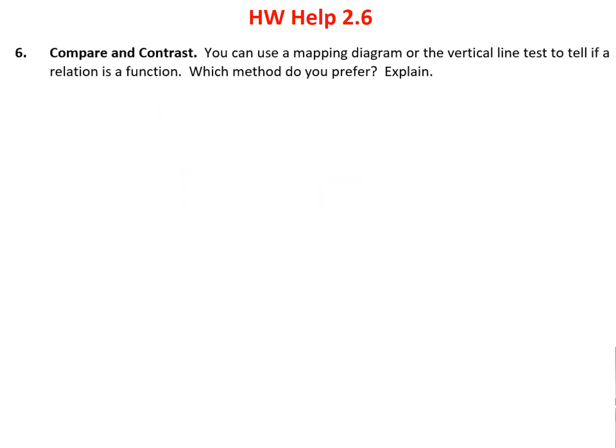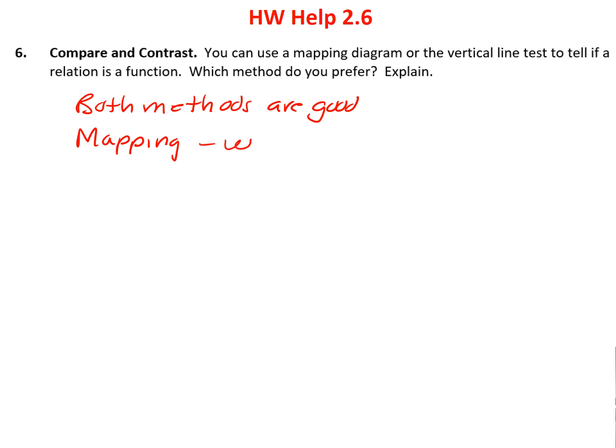Problem 6 is compare and contrast. You can use a mapping diagram or the vertical line test to tell if a relation is a function. Which method do you prefer? Well, both methods are good. But which do you prefer? The mapping, that works best if you have a table or a set of points.